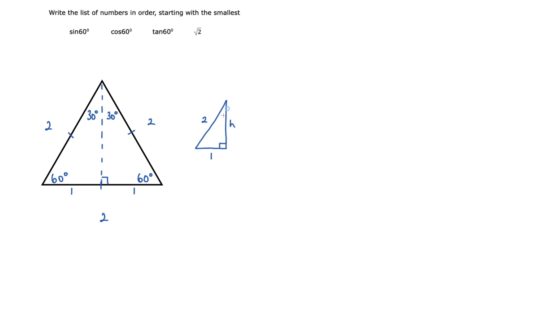Now, because this is a right-angled triangle, I can use Pythagoras' theorem, which says that this length squared plus the base length squared is equal to the hypotenuse squared. I can rearrange this. So h squared equals 2 squared, which is 4. Then we'll subtract the 1. 4 minus 1 is 3. And therefore h is going to be the square root of 3. Let me just write in that length here. So root 3.